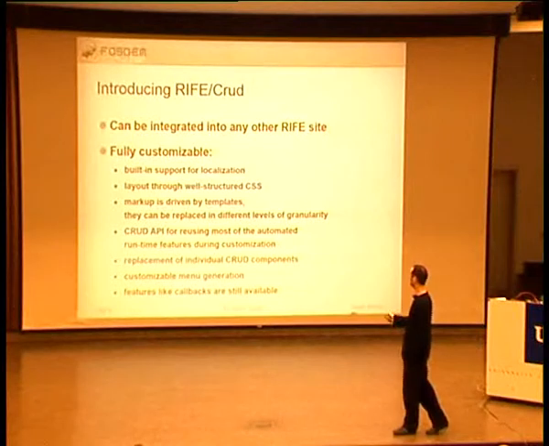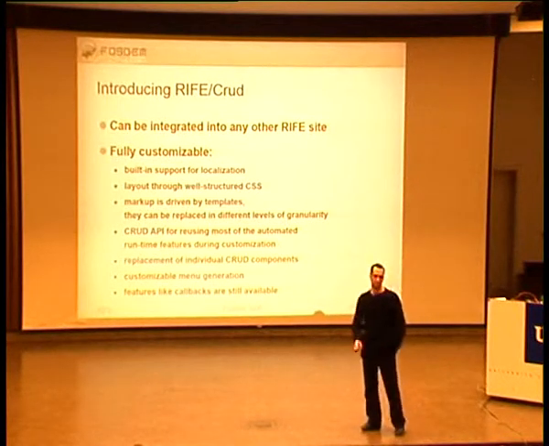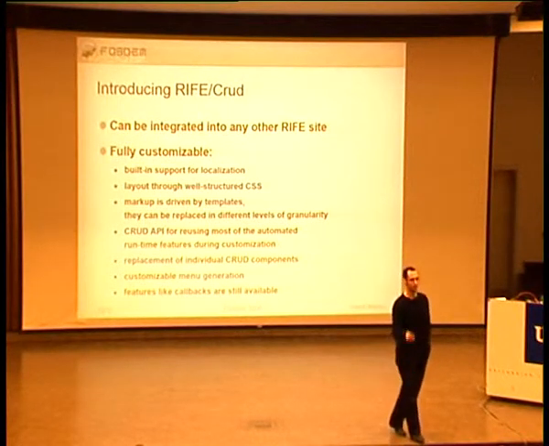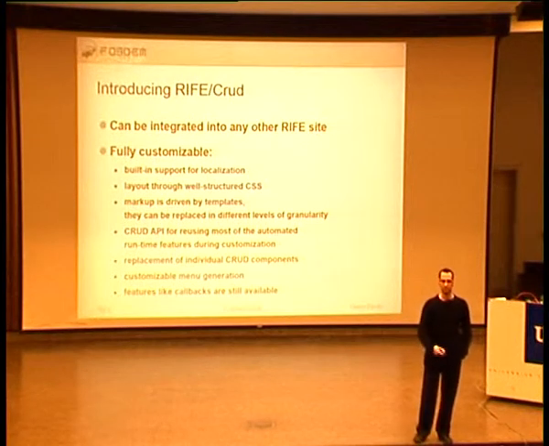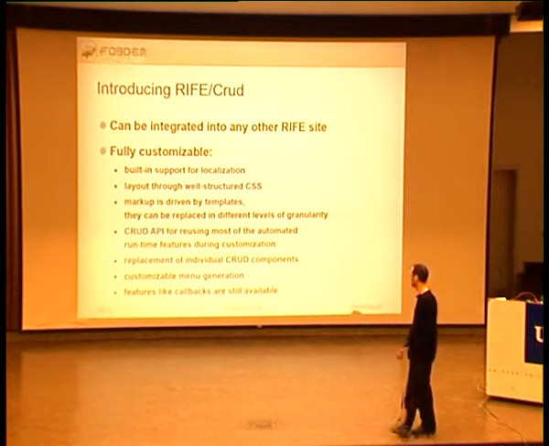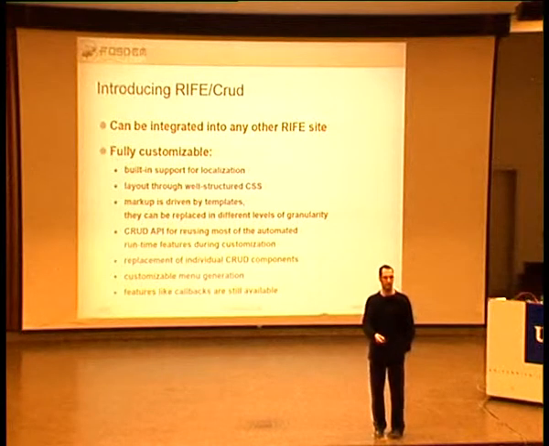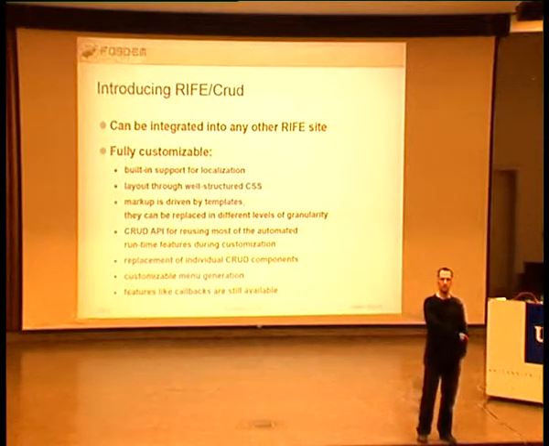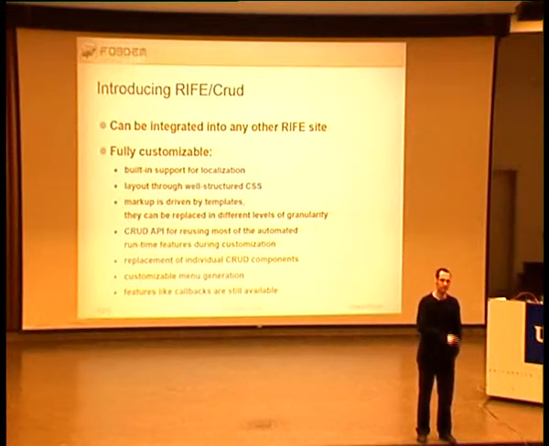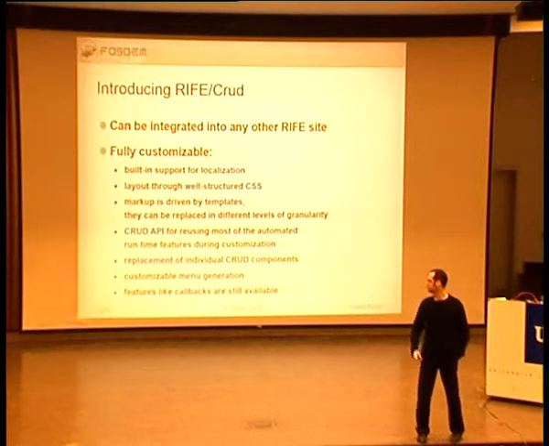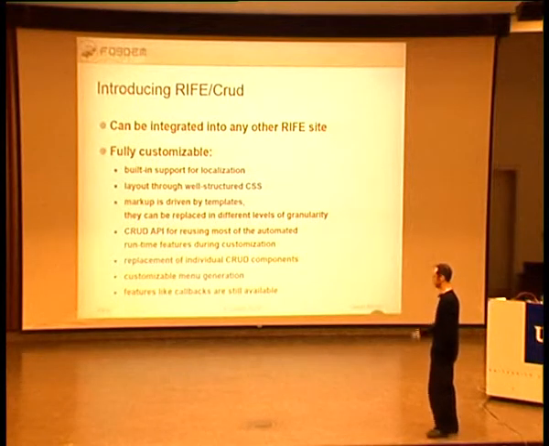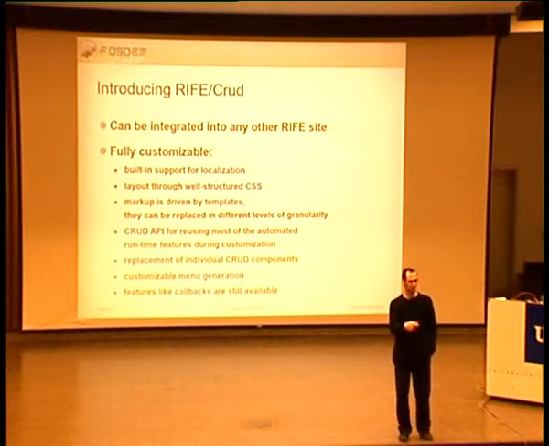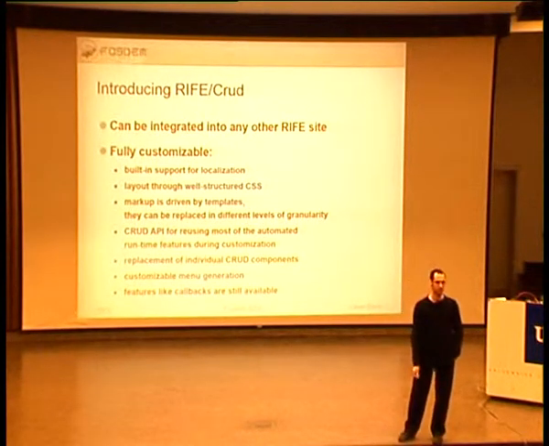So it's got a whole bunch of features here, support for localization. The CSS that's in there by default is well structured. You write the templates with several levels of granularity. You can localize things. There is a Java API to be able to execute these reflection-based algorithms from within your own logic. The menu is generated on the fly. You can replace that too. It's a whole bunch of things.